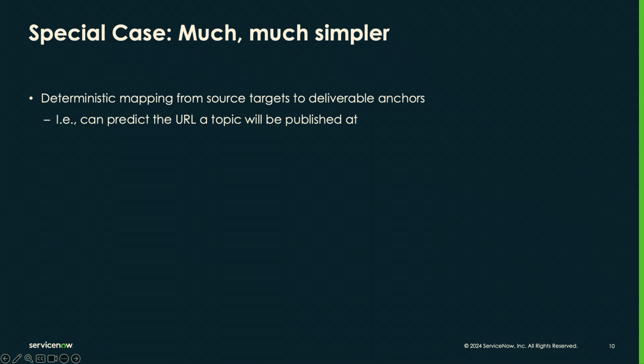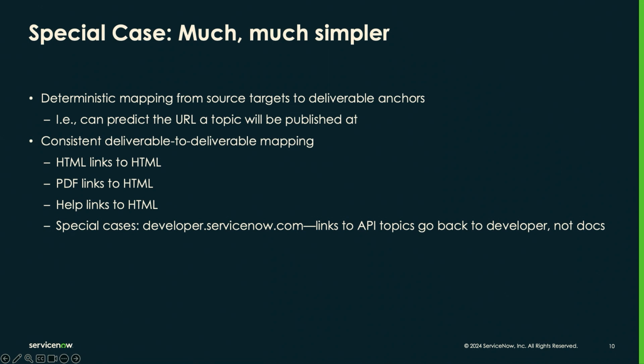That makes it easy. And that's actually the way that almost every publishing tool that we use works, right? Certainly for HTML outputs, that's the case. So if you can predict the URL, it's easy. And then if you have consistent deliverable to deliverable mapping, that also makes it easy. So if I say, well, when I publish HTML, my links are always going to go to the HTML version of the target publication. And for PDF, it's always going to go to PDF, or for PDF, it's always going to go to HTML because that's actually the only one that works. Or help links go back to the HTML, whatever it is. If you can define that rule, then it becomes easy.